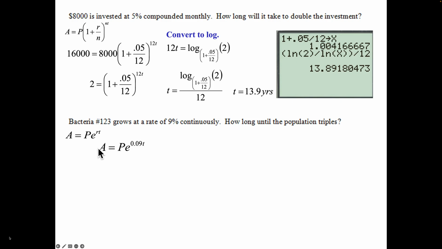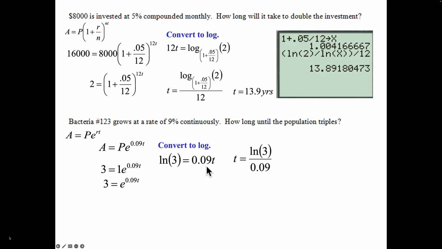Well, do it this way. The easiest principle to start with is a 1. Then I triple 1 to a 3. Now, do I really need to have the 1 there? Nope. I'm going to convert this into a natural log. So natural log of 3 is equal to 0.09t. Divide over the 0.09. This is my calculator entry.